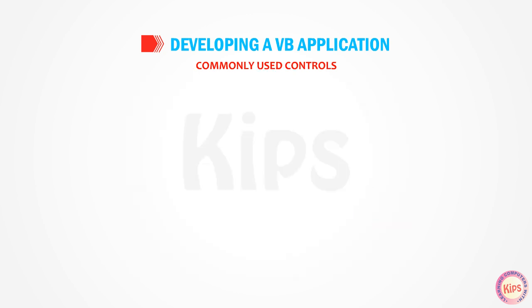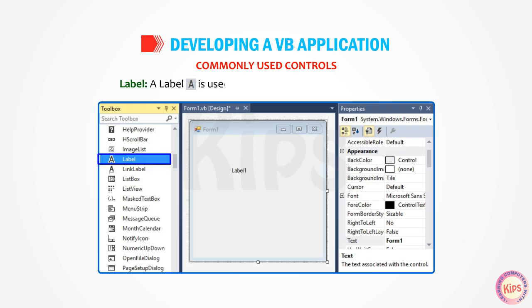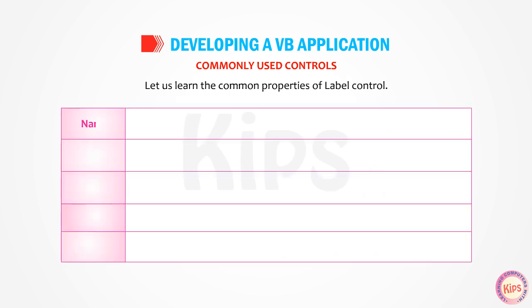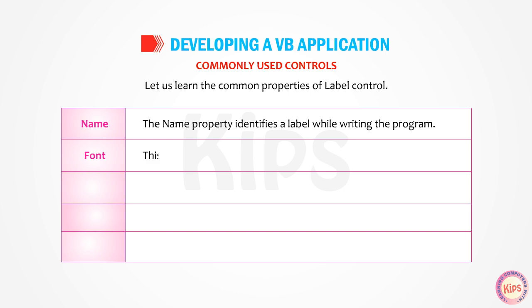Commonly used controls. Label. A label is used to display descriptive text for a control. Let us learn the common properties of label control. Name. The name property identifies a label while writing the program.